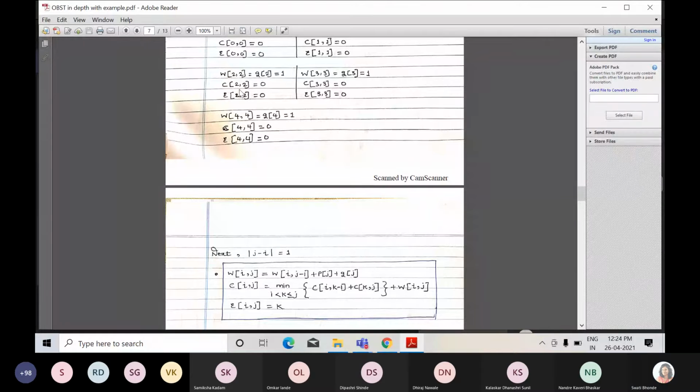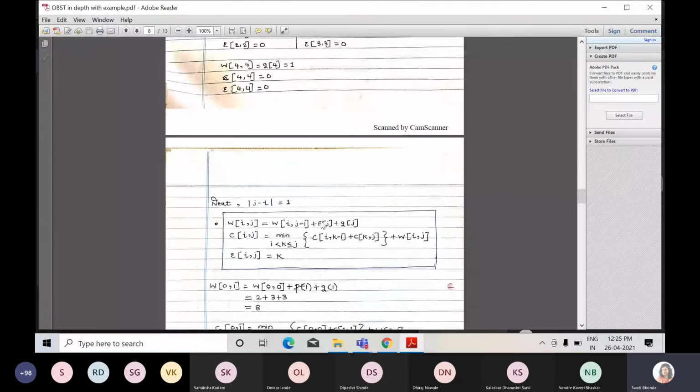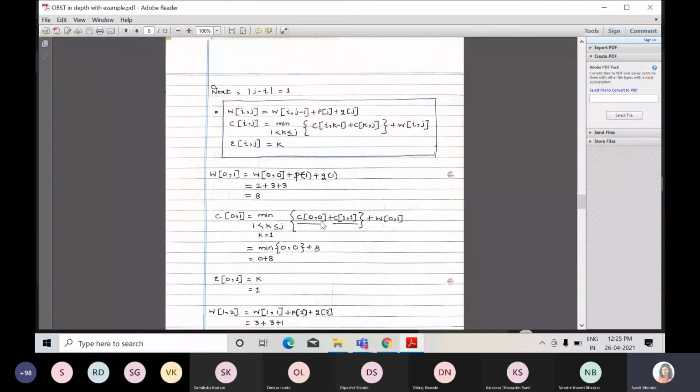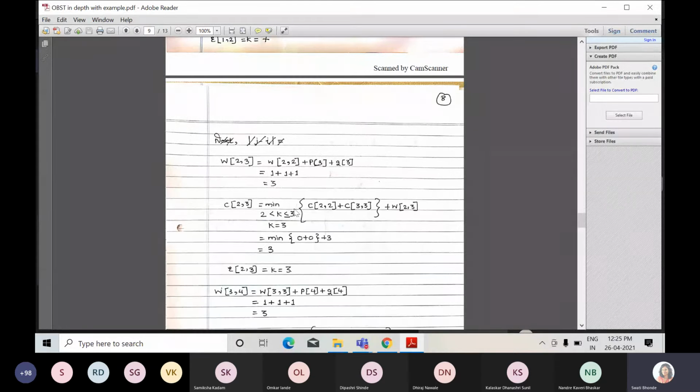But this is W of 2 2. So W of 2 2 we have already found in step number 1, and it is 1. P of 3, meaning probability of the third key, is 1. And Q of 3, the unsuccessful search array, is already given, and there Q of 3 is 1. So W of 2 3 is 1 plus 1 plus 1, that is 3.